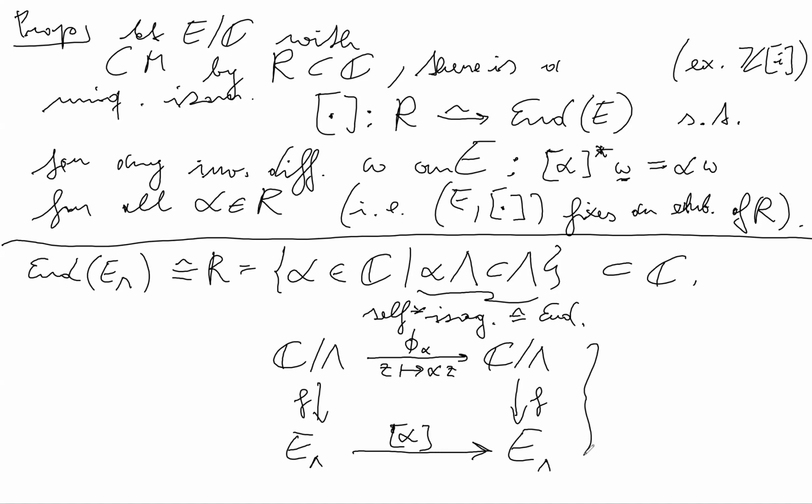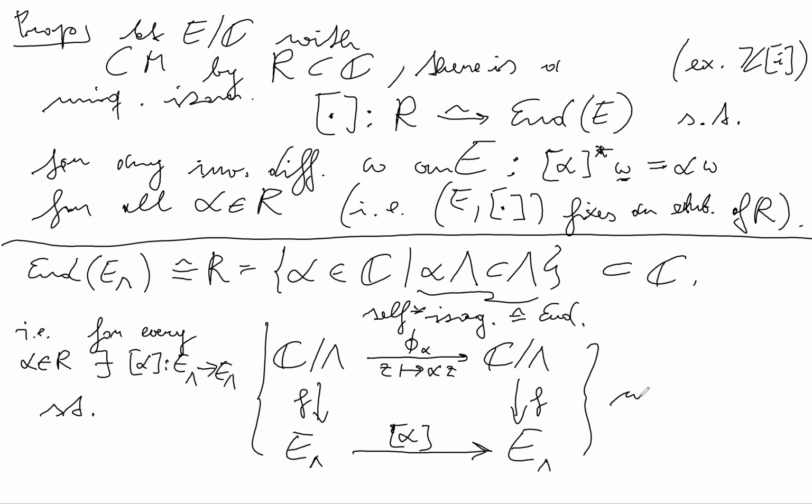So for every alpha in R, there exists a map alpha from E lambda to E lambda such that the diagram commutes. And that's actually not too hard to show. Then, once you have this alpha, you just check how it acts on differentials, and you'll find the property that you need in the proposition.